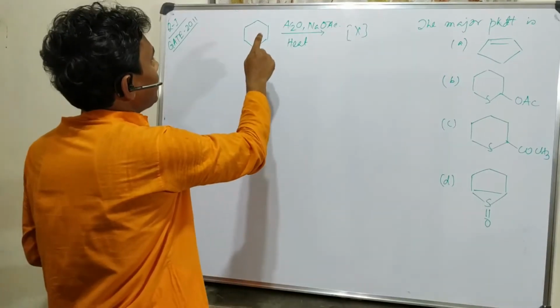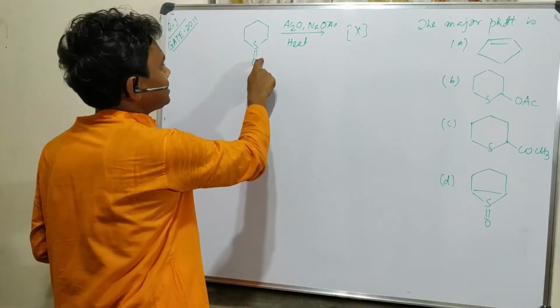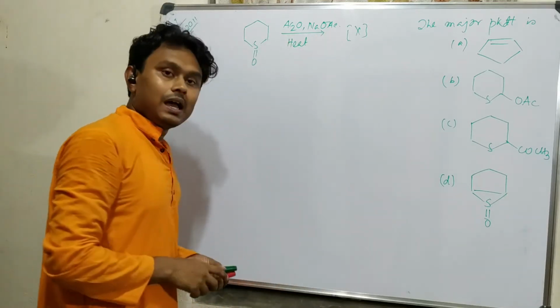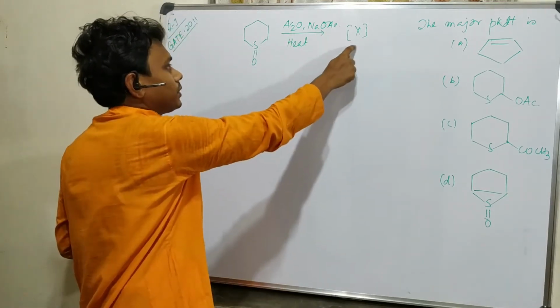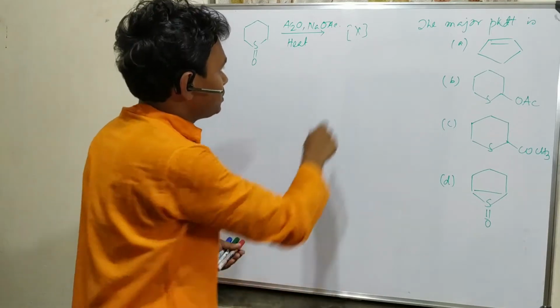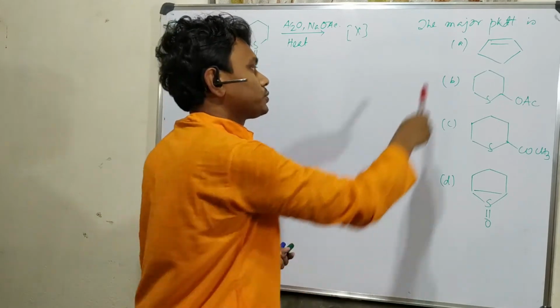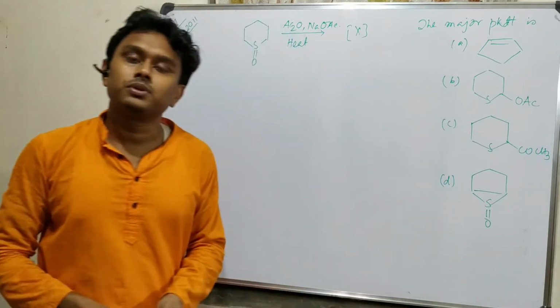Today we will discuss a question which appeared in the GATE 2011 exam. The question is: upon reaction of this sulfoxide with acetic anhydride and sodium acetate and heat, a product X is produced. What is the major product? Four options are given, so you have to find out which one is the product.